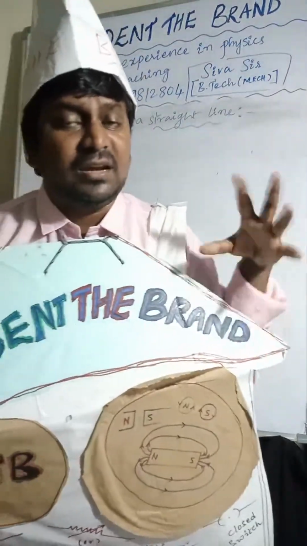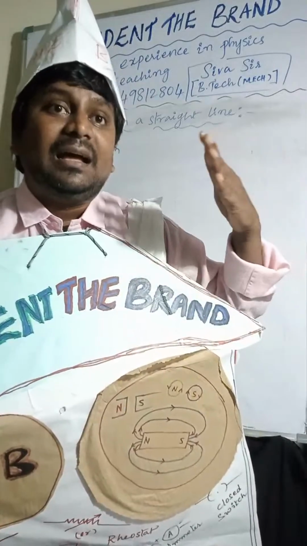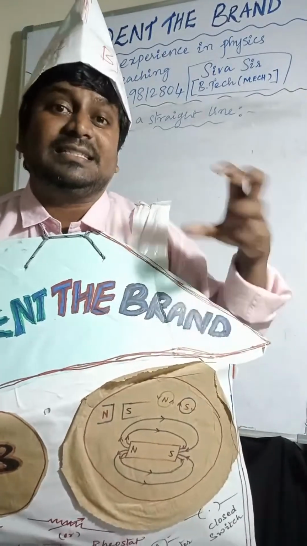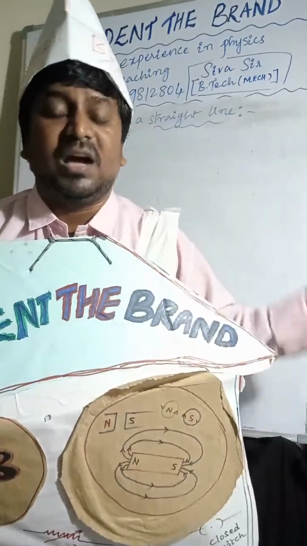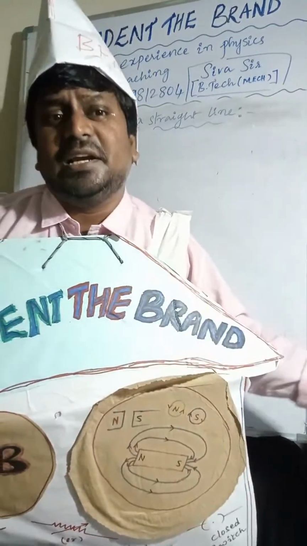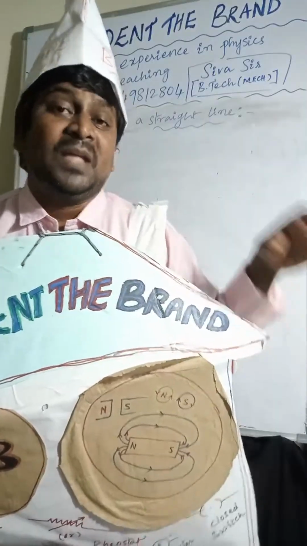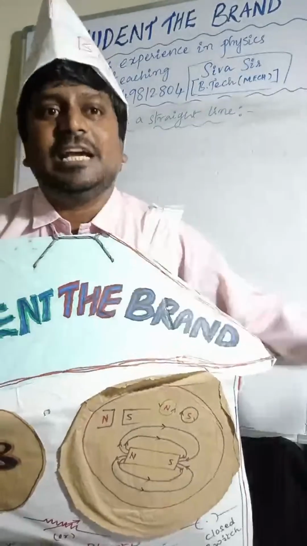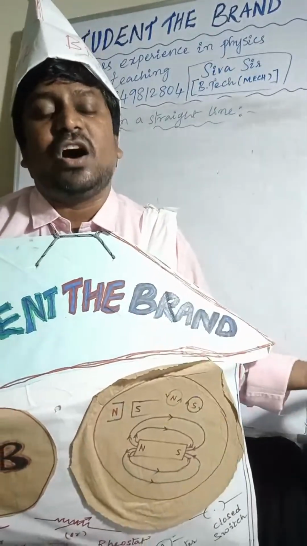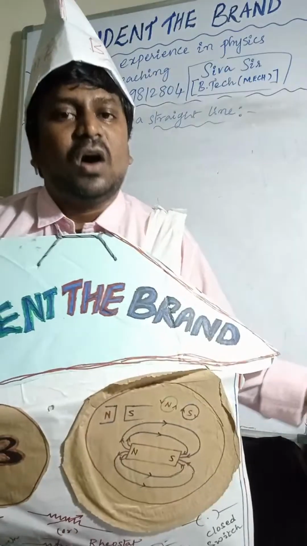Non-uniform motion means the object covers equal distances in unequal intervals of time, or unequal distances in equal intervals of time. So two ways we can say: equal distance in unequal interval of time, unequal distance in equal interval of time. Both we can call non-uniform motion.